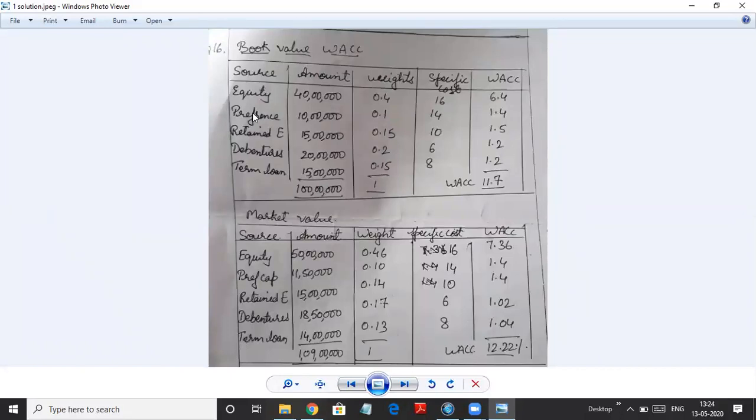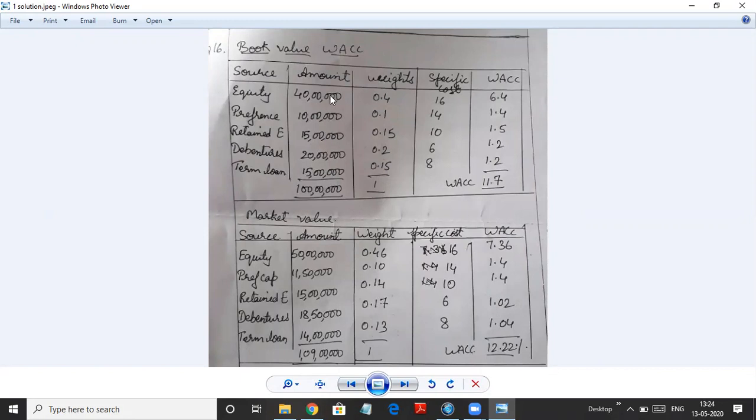You need to write the source in the first column. So they have borrowed from equity, preference, retained earnings, debentures, and term loans. Then you mention the amounts: 40 lakh, 10 lakh, 15 lakh, 20 lakh, 15 lakh. That is 1 crore. Now the next step is to find the weightage.